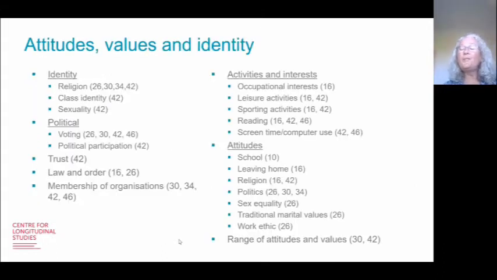In addition, the study collects information on the cohort members' activities and interests from adolescence to midlife. There is information on identity, with regards to religion, class, sexual identity, as well as political leanings and participation, also occupational, leisure, sporting activities and other hobbies, as well as attitudes to school, leaving home, religion, politics, sex equality, marital values and work, to name a few. So I hope that's given you a feel for some of the main content that's available in the BCS-70.